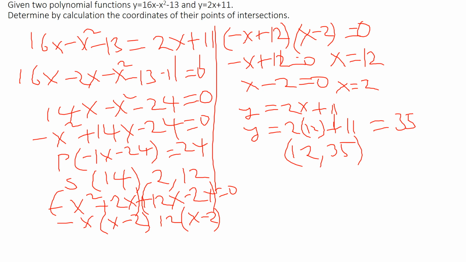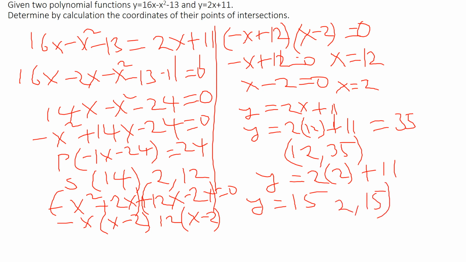So the second one will be y is equivalent to 2 multiplied by 2 then plus 11, and this gives me the value of y equivalent to 15. So the second point of intersection will be at (2, 15). So these are the two points of intersection of these polynomial equations.